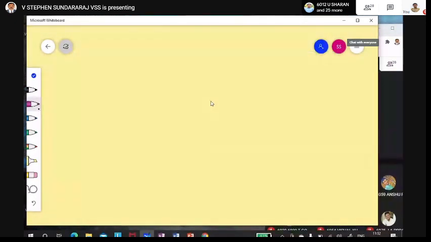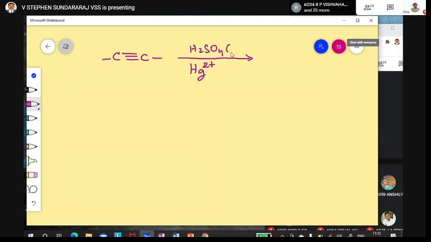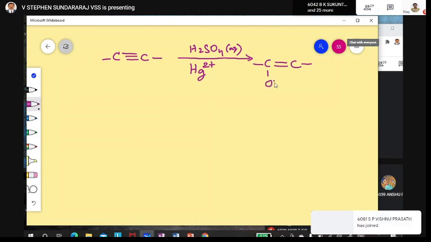Okay, the next one is again from class 11 only. It is about an alkyne, a triple bond, and here the reagent is in the presence of mercury cation Hg2+, H2SO4 aqueous, that means water will be there. Here actually water will be added. What will happen here? Double bond C, and on one side one OH, and on the other side one hydrogen. That's all that will happen overall.